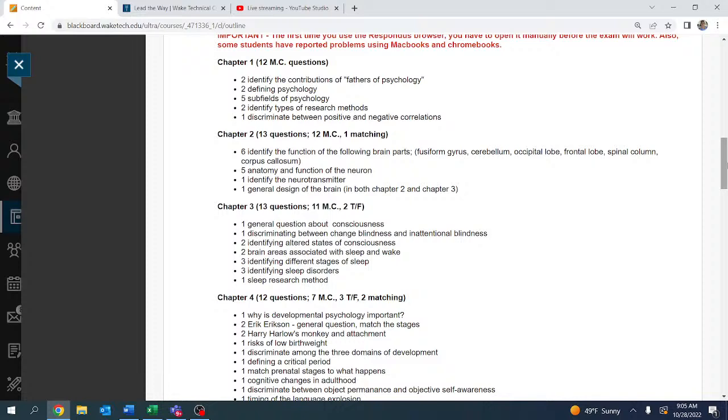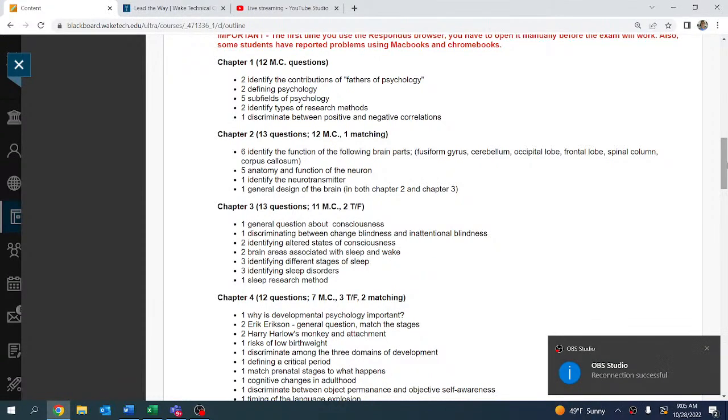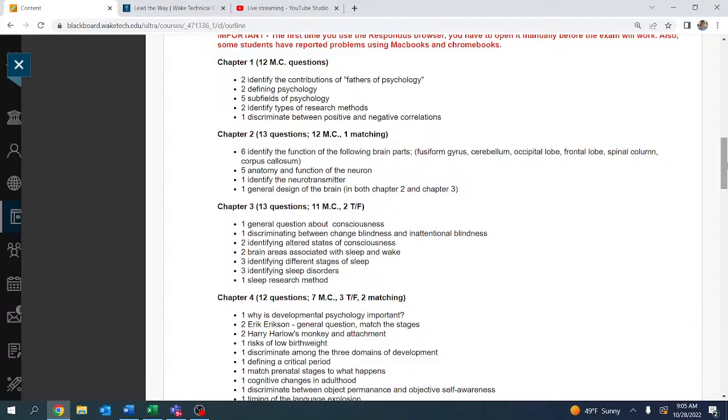Wilhelm Wundt opened the first psychology laboratory, and William James wrote the first textbook. I'm going to have two multiple choice questions where I want you to know what each of those three fellows did. So, Fechner was first to measure the mind.